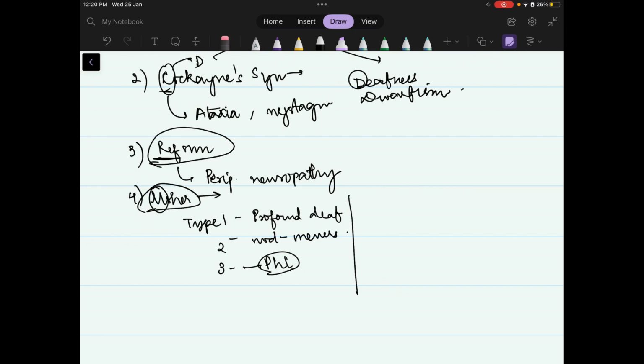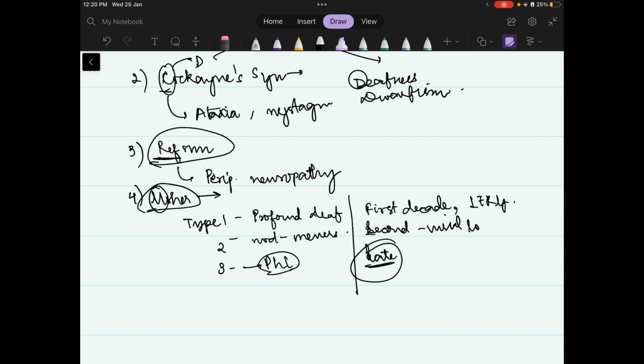Second will be your ERG. So in the first type, in the first decade itself, the ERG potential will be very low. In type 2, in the second decade there will be visual loss, and in type 3, the main pigmentary retinopathy changes occur very late. So after the second decade there will be changes in the retina, or the retinal pigmentary changes are very delayed in type 3 Usher's syndrome.